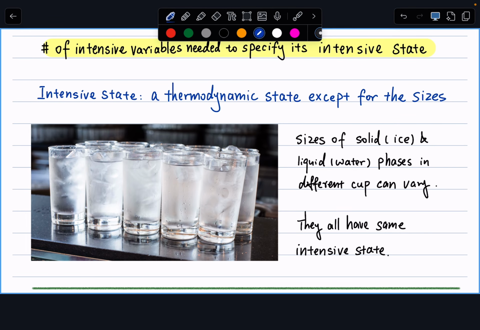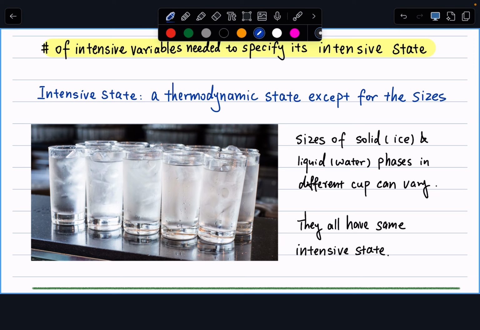And again, if we have lots of cups of water, the size of your solid or liquid phases in different cups may vary. But when we're looking at 1 cup, 2 cups, 3 cups, in each cup, let's say we have the same set of intensive variables. Then if we have 10 cups, 20 cups, these intensive variables will remain the same. That's why we say these will all have the same intensive state. And again, the degree of freedom, which is the term we're introducing today, is describing how many intensive properties we need to describe an intensive state.